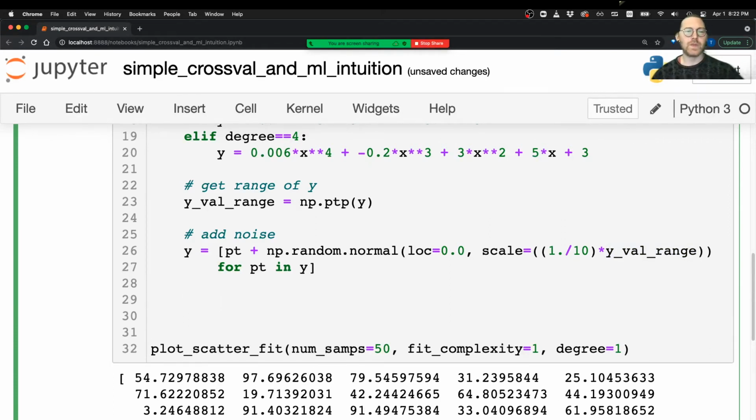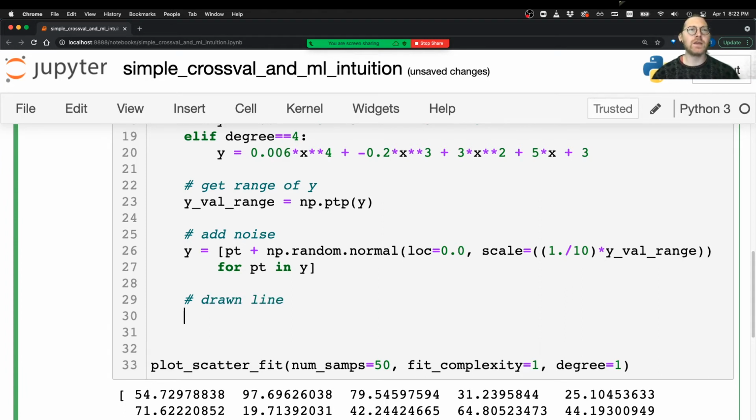Okay. So now we can draw a line, or we can define the line that we draw. So here's the drawn line. First thing is I'm going to get this fit complexity. I'm just going to give it another variable.